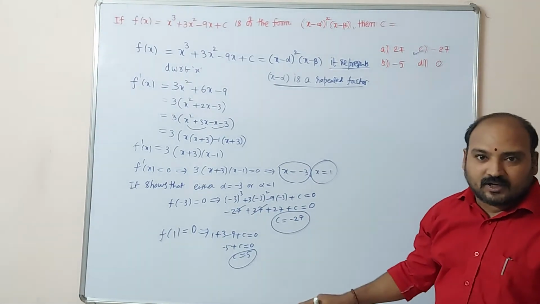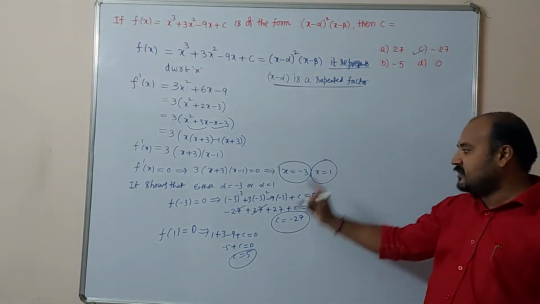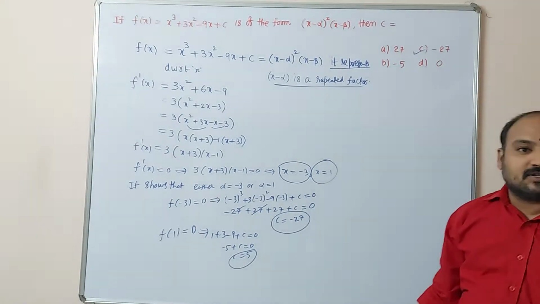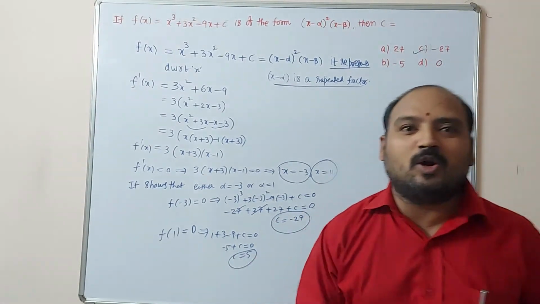Both options are correct, but among the options, c is equal to 5 is not there. So therefore this is the right answer, c is equal to minus 27. We'll move on to the next question now.